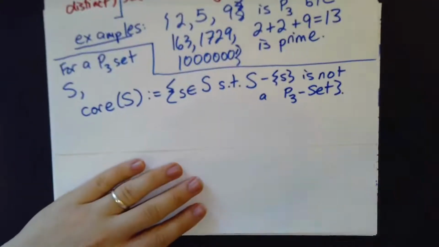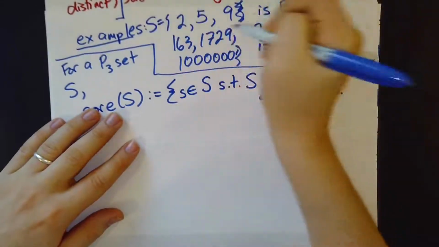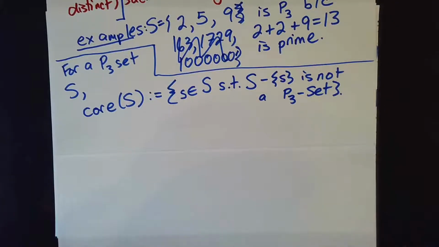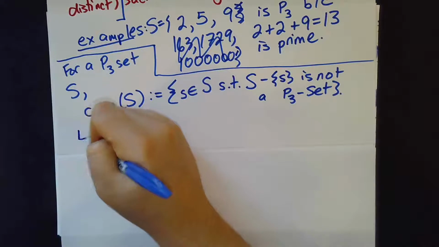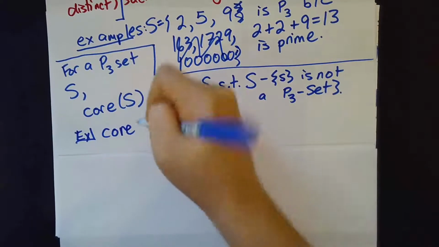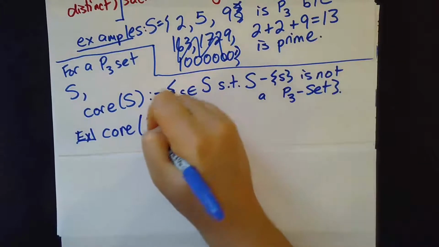Okay, so let's calculate the core of this S. Not with these things in it, just those. I don't want to decide if 1,000,009 is prime. So let's calculate the core of 2, 5, and 9.